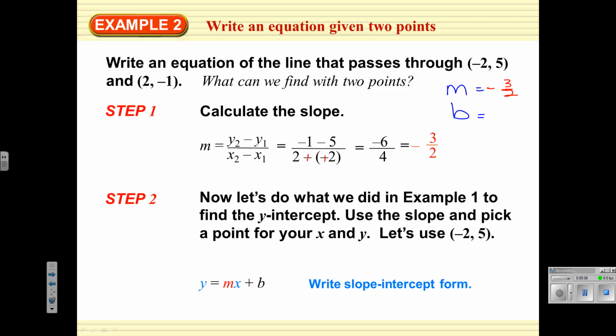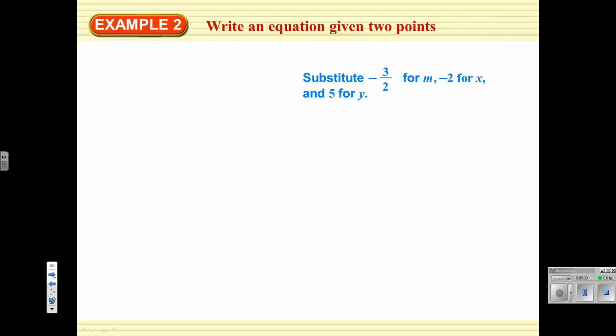All right, now let's use our slope and one of the points. So now let's do exactly what we did in example 1, because now we have a slope and we have 2 points to choose from. So we just pick. We can pick any point we want for our x and y. So let's use this first point right here. Let's use negative 2, 5. So now we're going to use our slope-intercept form again, and this time we're going to solve for b again, but we're going to use negative 2, 5 and our slope of negative 3 halves. So let's substitute those in. I hope you're writing this down. Here's our y coordinate, here's our slope, and here's our x coordinate, leaving us with just the b to find.